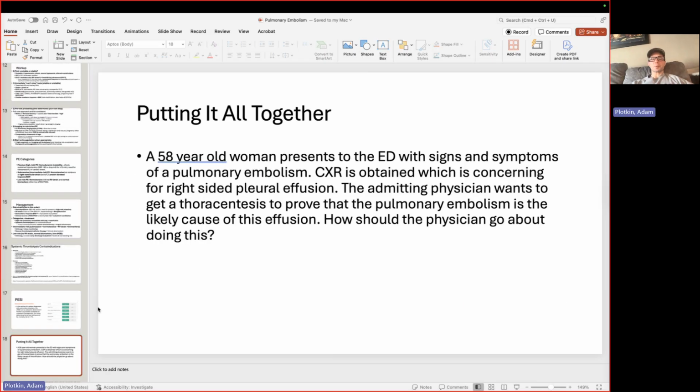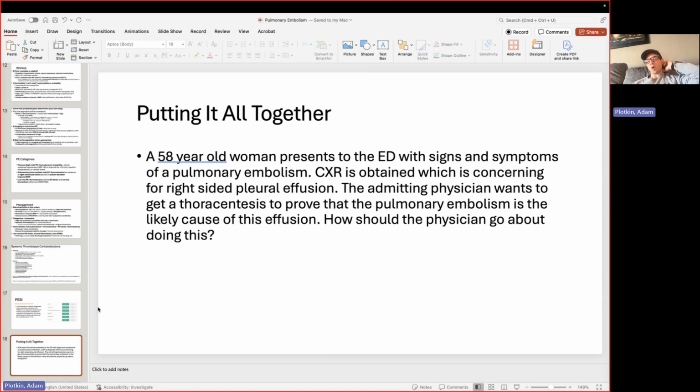So let's put it all together. We have a 58-year-old woman. She presents to the ED with signs and symptoms of pulmonary embolism. The chest x-ray is obtained, which is concerning for right-sided pleural effusion. The admitting physician wants to get a thoracentesis to prove that the pulmonary embolism is the likely cause of this effusion.